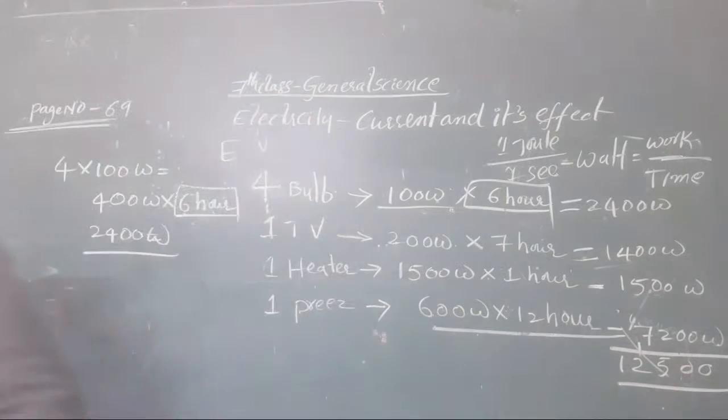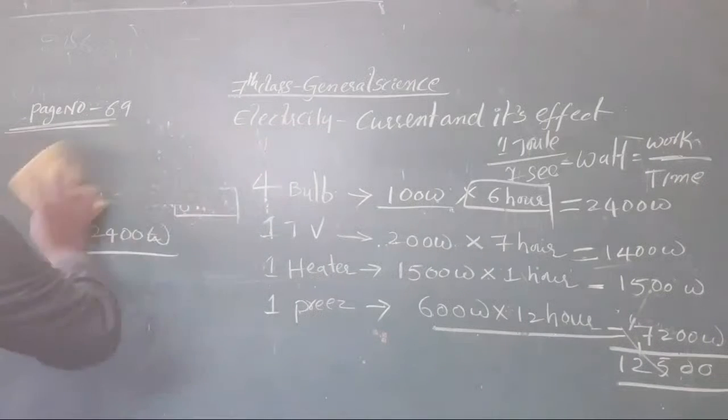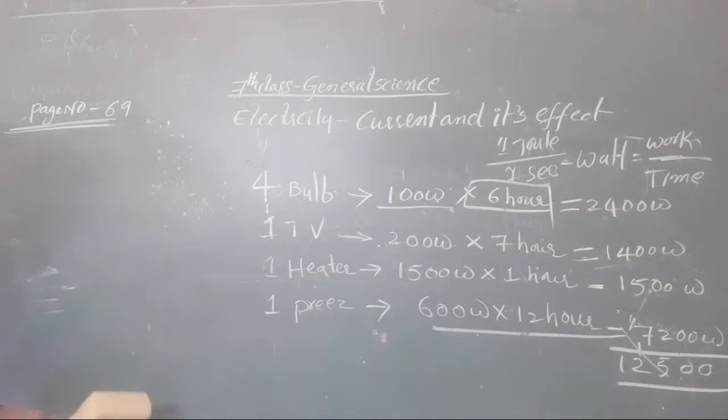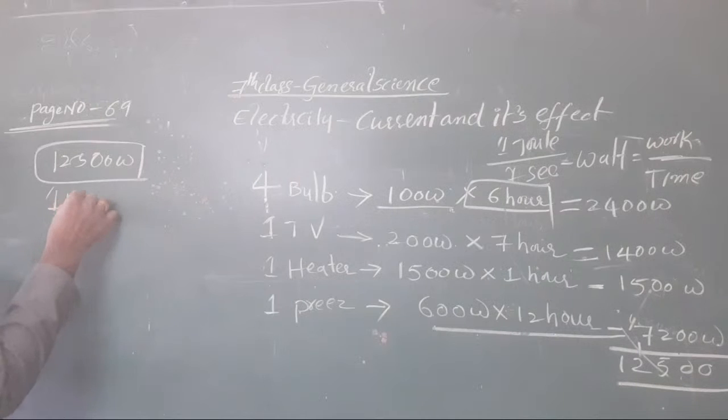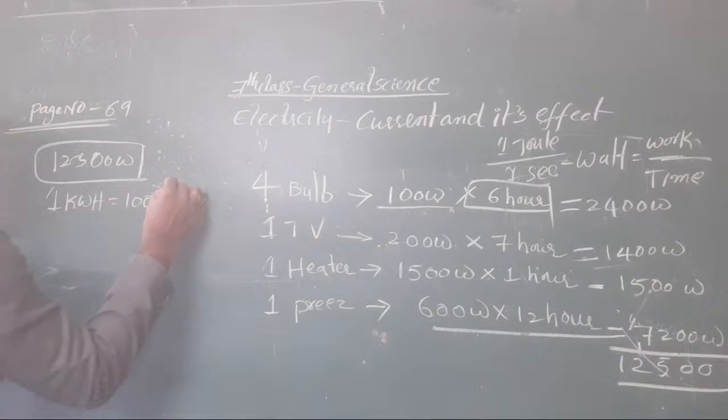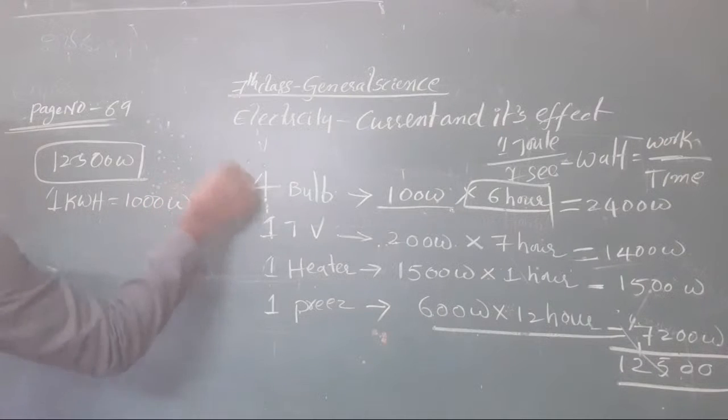12,500, when you divide by 1000. Okay, now how many is there here? 12,500 watts per day is consumed. You know very well, 1 kilowatt hour is nothing but what? 1 kilowatt hour is nothing but 1000 watts per hour.